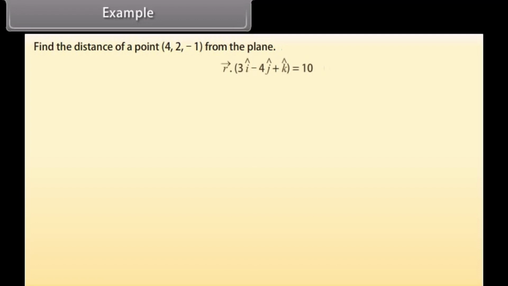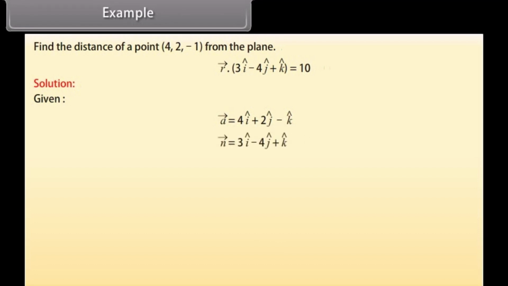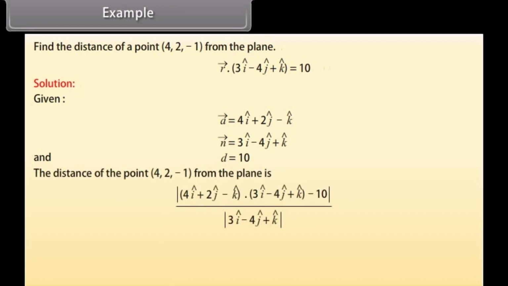Example. Find the distance of the point (4, 2, minus 1) from the plane. Solution. Given vector A equals 4i plus 2j minus k, vector n equals 3i minus 4j plus k, and d equals 10. The distance of the point (4, 2, minus 1) from the plane is equal to the modulus of 12 minus 8 minus 1 minus 10, divided by the square root of 9 plus 16 plus 1, which equals 7 by square root of 26.